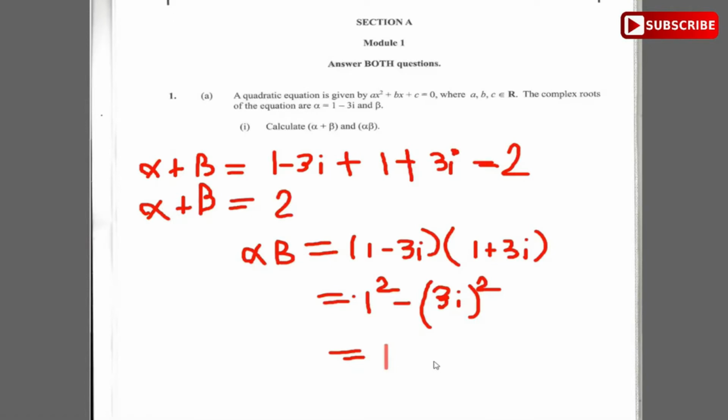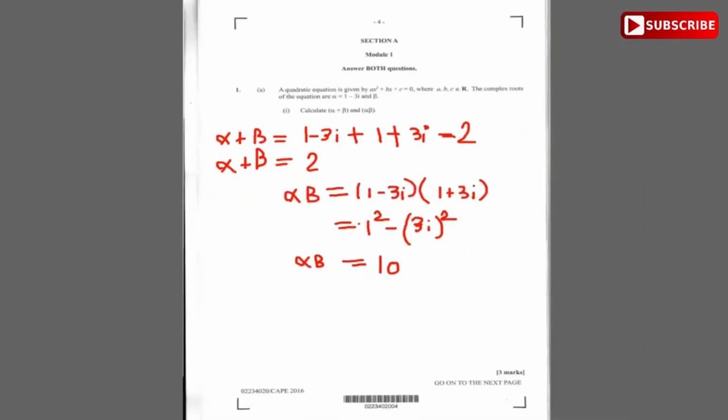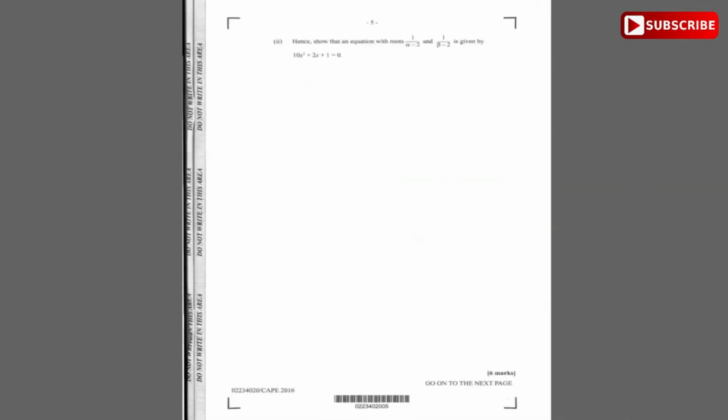So that's alpha beta. Nice and easy. That's 10. That's the value of alpha beta. So this question is finished. It just wanted alpha plus beta and alpha beta. Nice. So that's 3 marks. Let's look at the next part of the question.